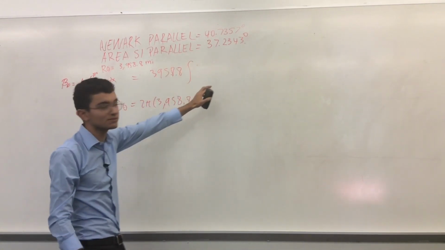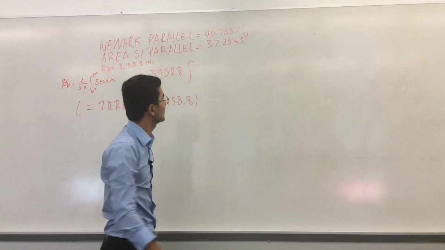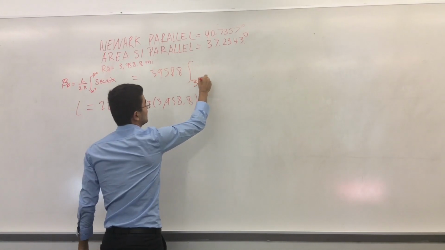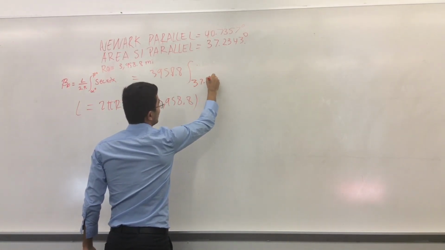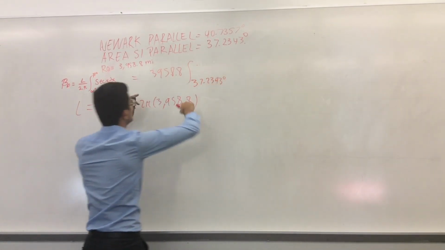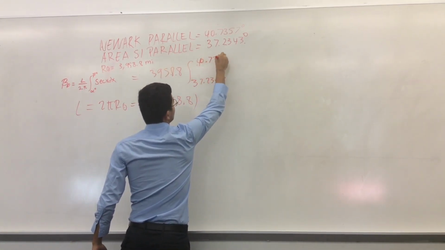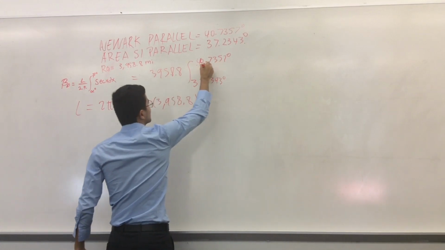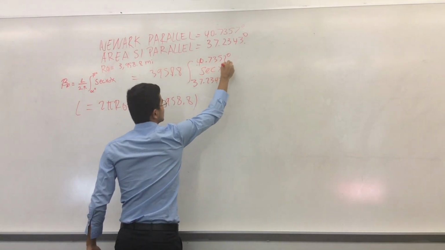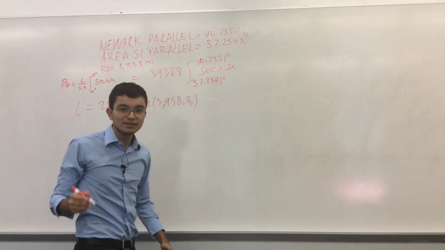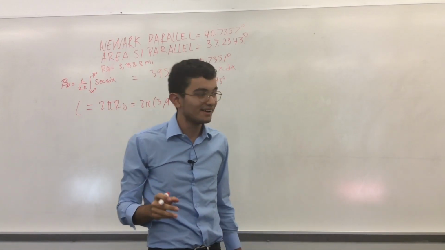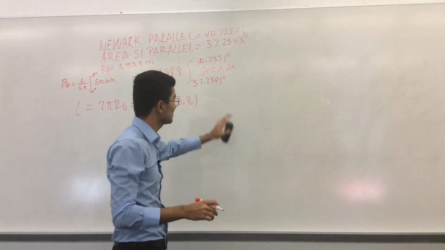In this case, we're looking for Area 51's parallel, so you can storm Area 51. It's 37.2343 degrees to Newark's parallel, which is 40.7357 degrees, and then we're going to integrate secant of x dx. The integral of secant is very interesting to find. So this is what we're going to do.